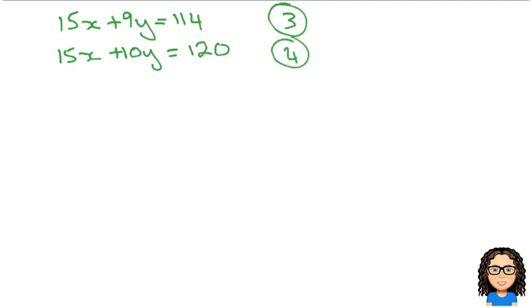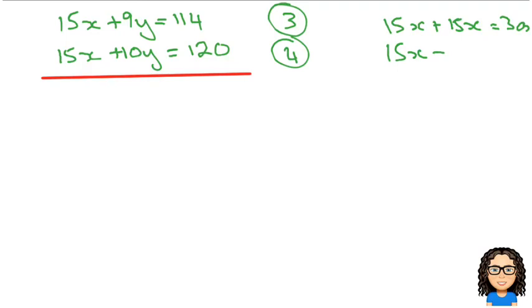Okay. So now I want to eliminate. So I'm going to put my line underneath. And now I need to think, am I going to add or subtract? If I had 15x plus 15x, that would give me 30x. If I had 15x take away 15x, that will give me 0. So that will do the elimination. So I want to subtract those equations. So I'm going to put a big subtraction there in front. So 15x, take away 15x, leaves me with 0.